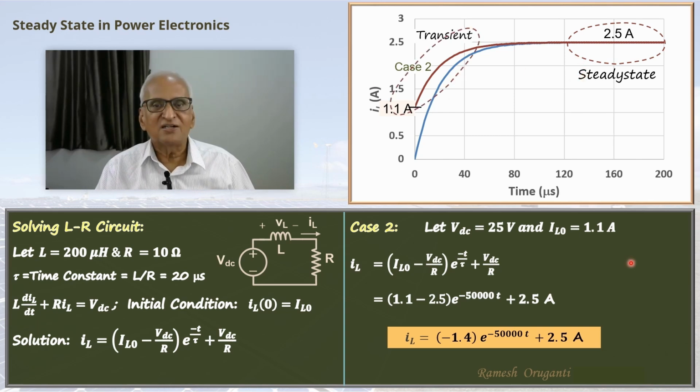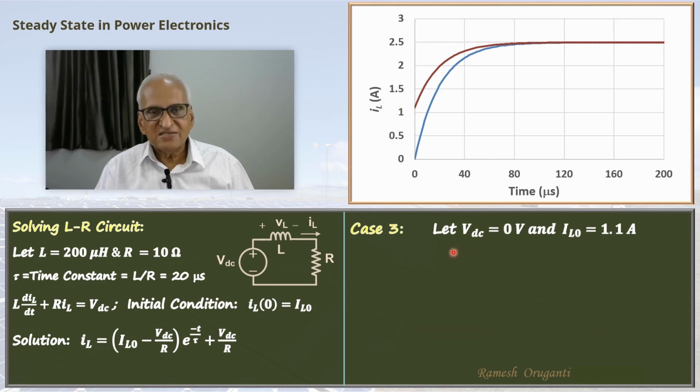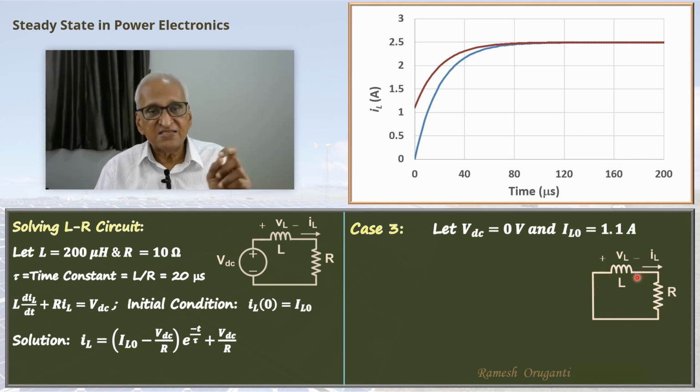Now we will see a third case. In case 3, the VDC itself is made 0 while IL0 is at 1.1 ampere. So the VDC source becomes 0, or you can treat that part as a short circuit as here. So the inductor and the resistance are connected together and they form a loop. The inductor still has an initial current of 1.1 ampere due to some previous operation.